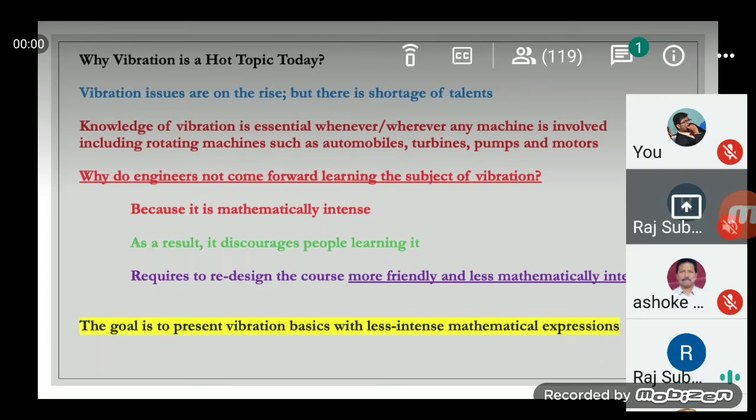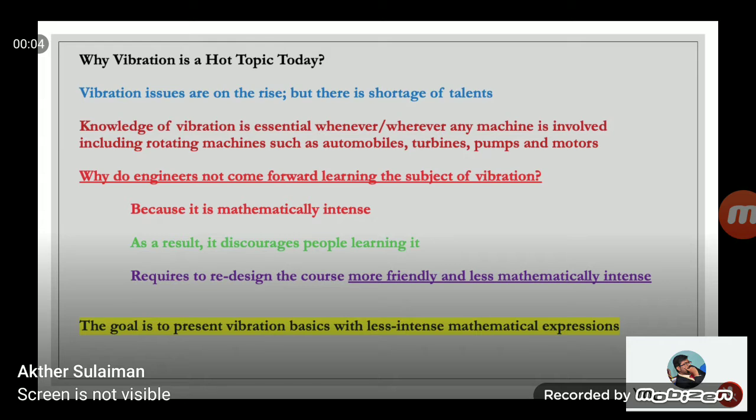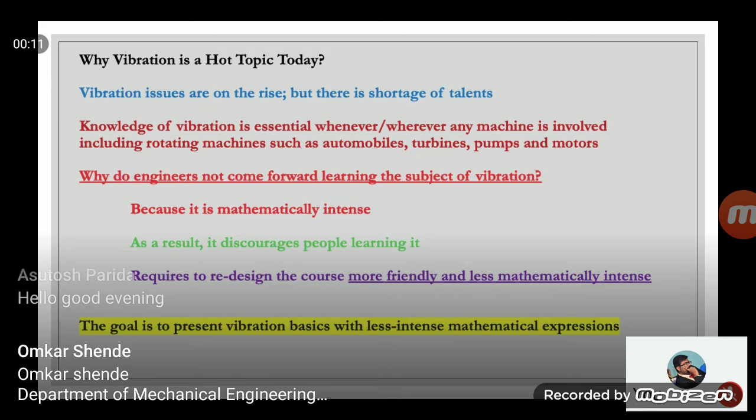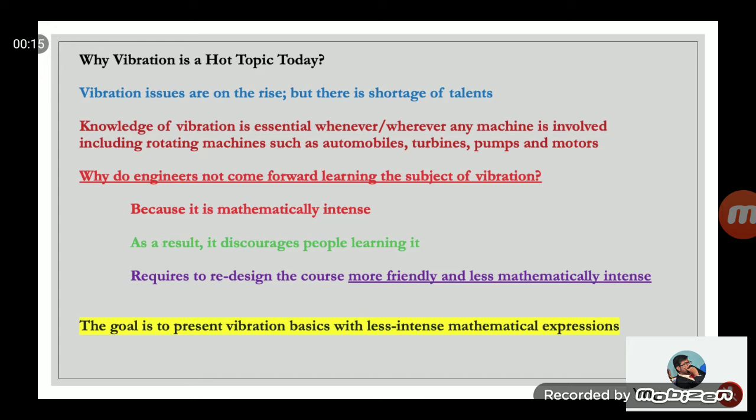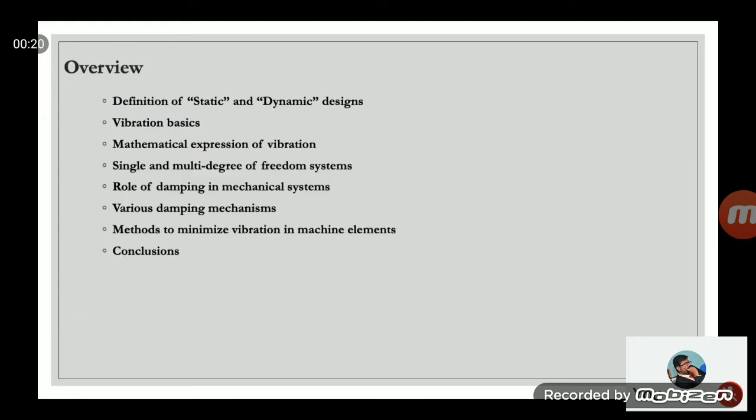Many advanced techniques have come, so people can just model that machine, analyze it, and find out the main frequencies and amplitudes. So the goal here is to present vibration basics, not very mathematically intense. With that said, I'm just giving an overview.